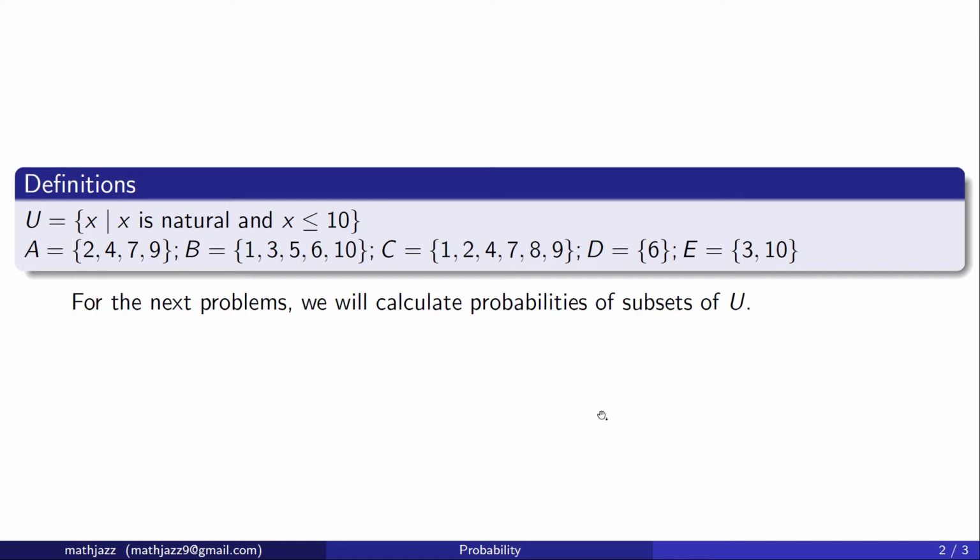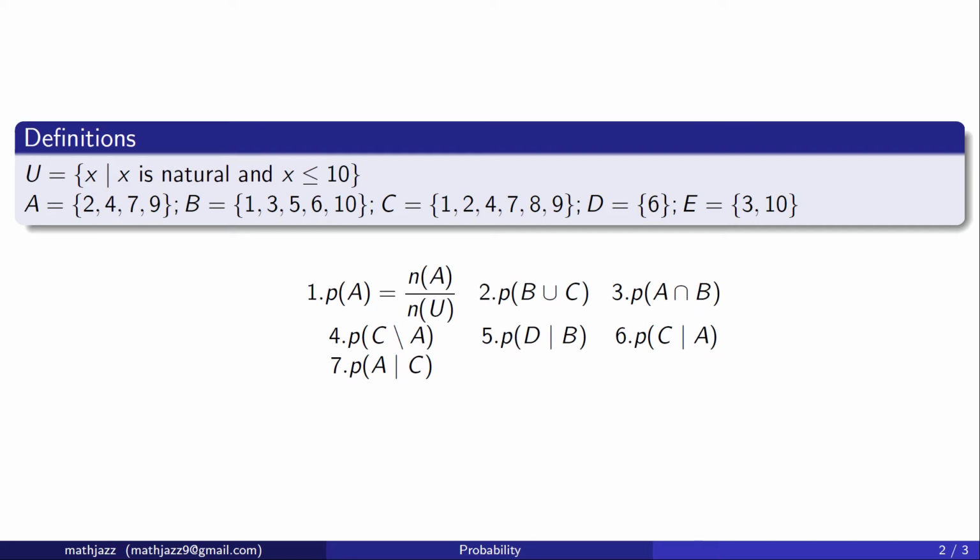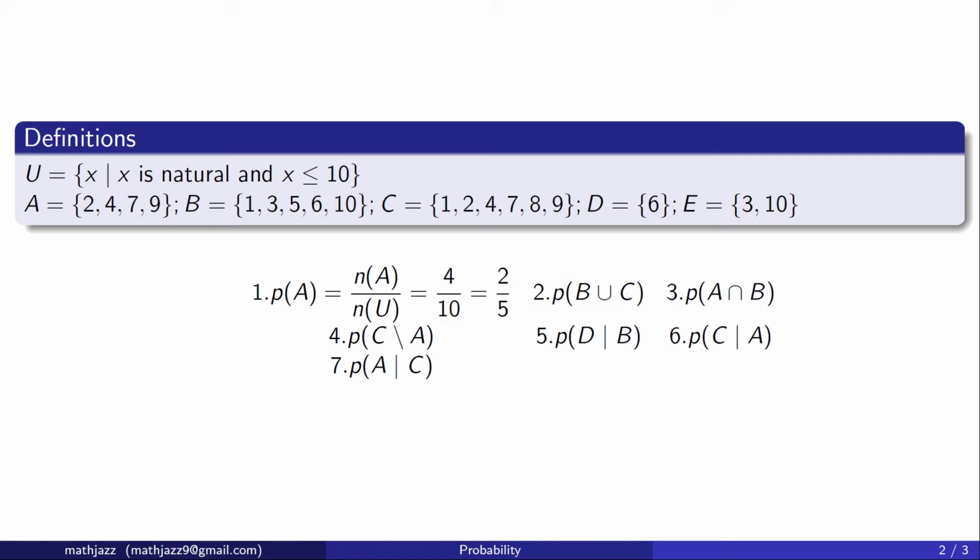Okay, so the next problems we'll work on, we'll calculate probabilities of subsets of U. So here are the probabilities we'll calculate. First up is the probability of A. So, we remember that the definition of probability is the number of elements in set A divided by the number of elements in our sample space, which is this universe U. So that means that probability of A is equal to the number of elements in A over the number of elements in U, which is equal to 4 elements in A divided by 10 elements in U, which is equal to 2/5.